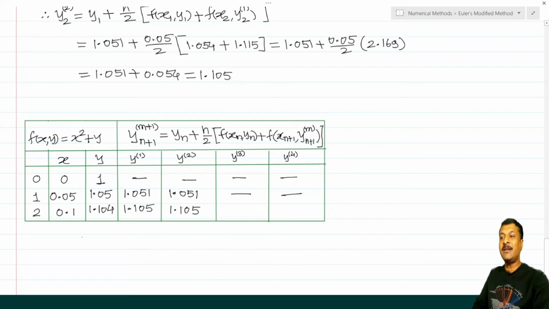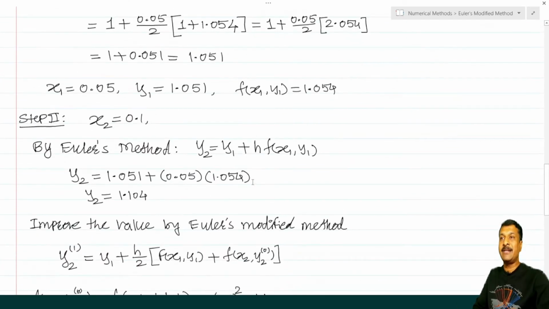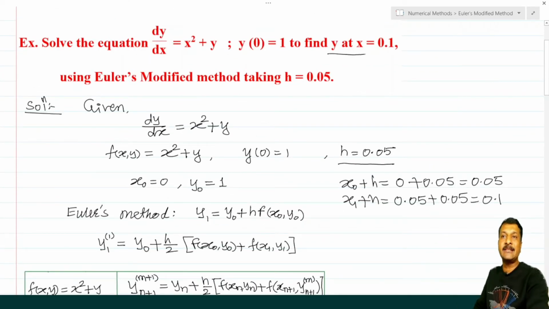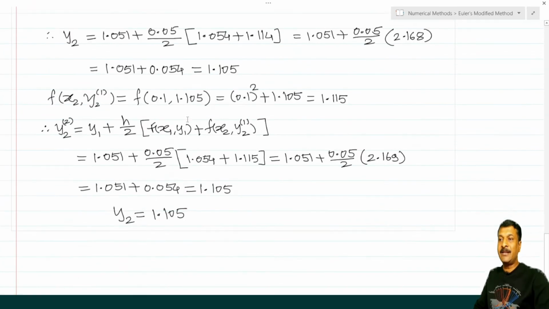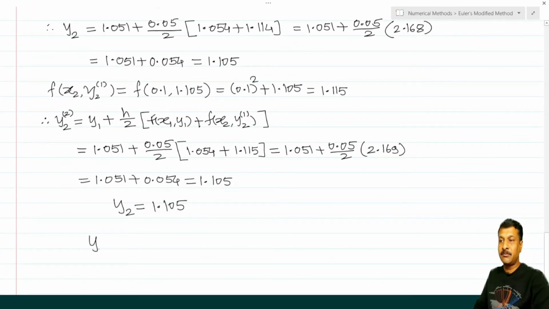It means that the final value is y2 equal to 1.105. Actually what we want to find is y at x equal to 0.1, so we need not find the next value. So at x equal to 0.1, what is the value of y? It is 1.105. So you can write the final answer as y2 where x equal to 0.1, and that is equal to 1.105, which is your final answer.